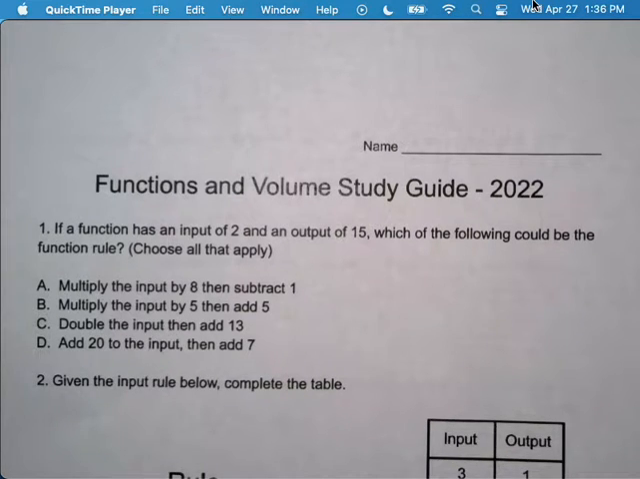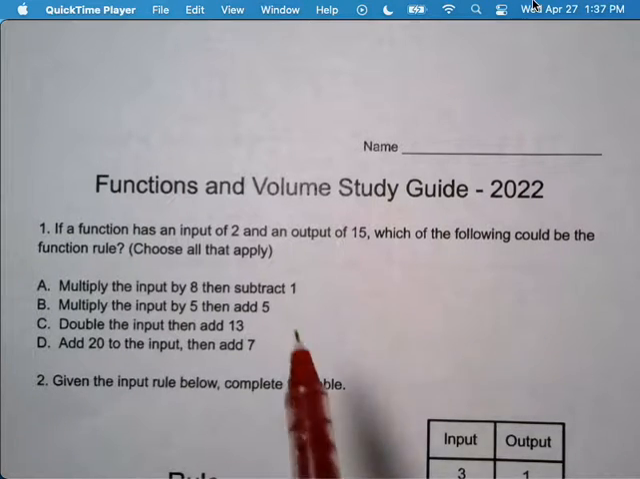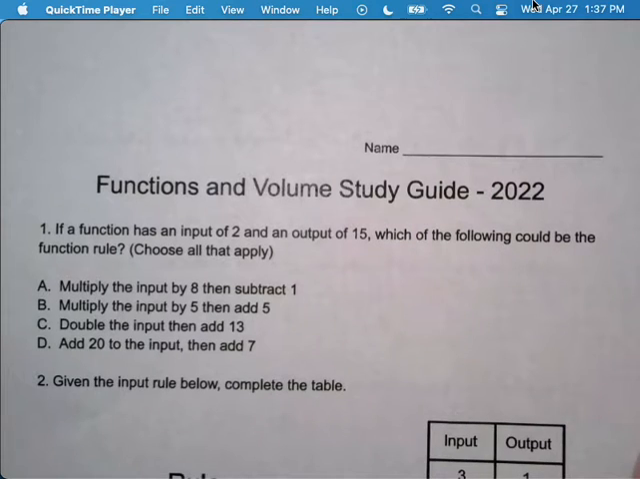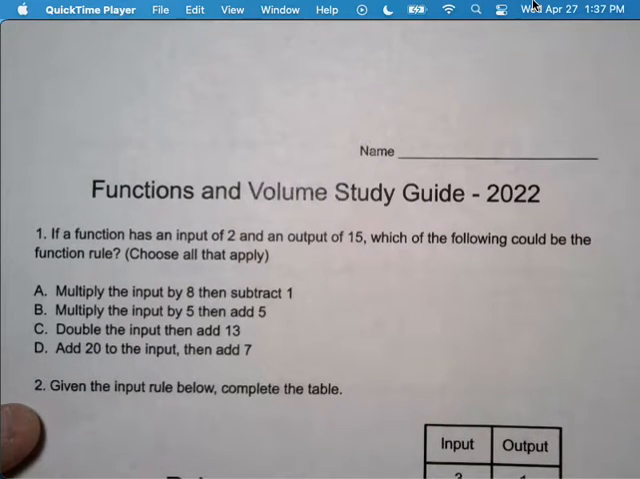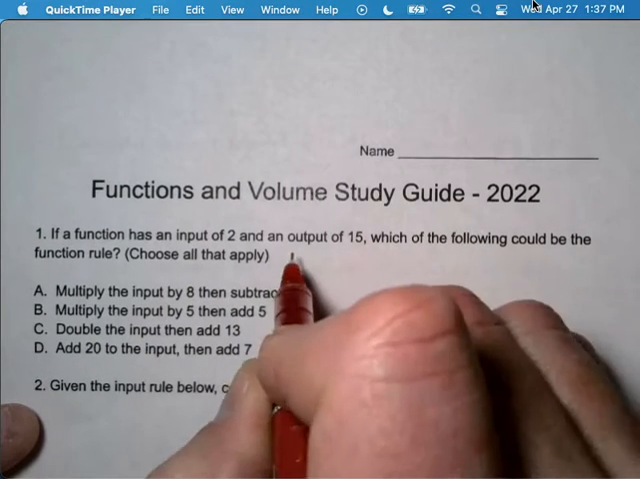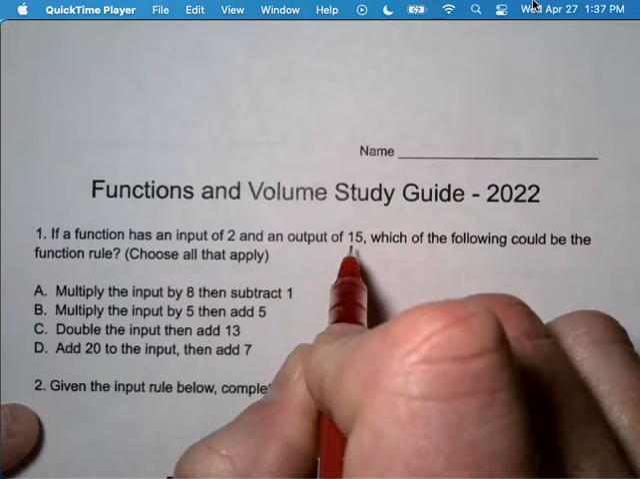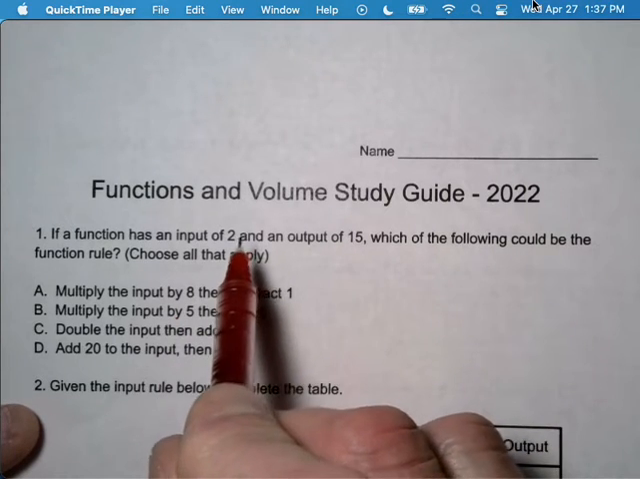So here we go. Question 1: if a function has an input of 2 and an output of 15, which of the following could be the function rule? And we must choose all that apply. So it could be more than one answer, could be all of them, could be just one of them, but here we go. So we want to know if we have an input of 2 and an output of 15, what can I do to that 2 to get 15?